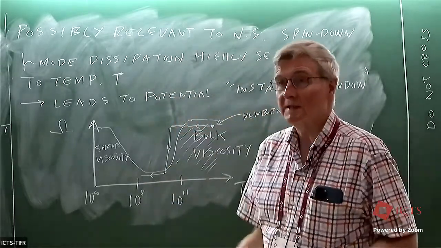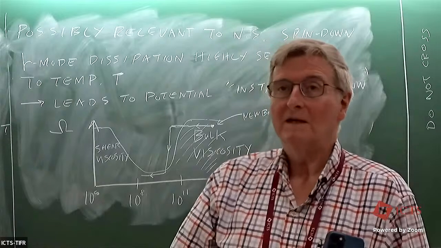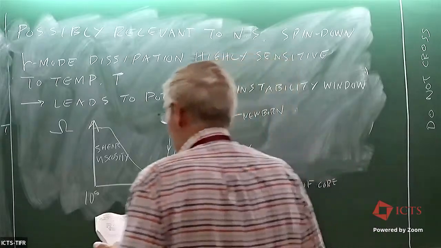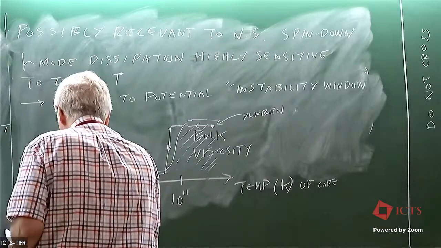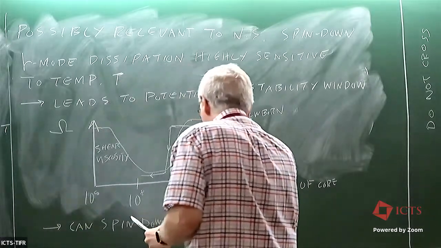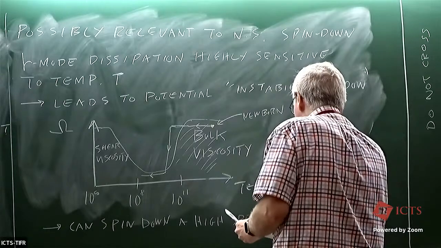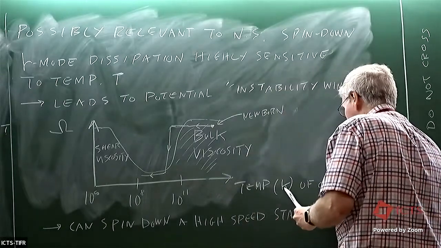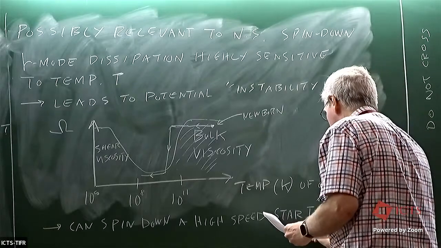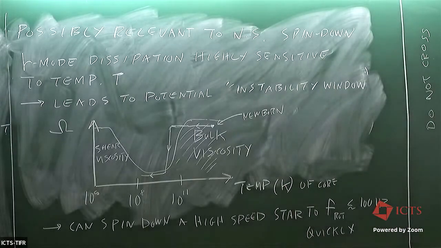So that is an interesting possibility for newborn neutron stars: as they cool down, they go through an r mode amplification and a very rapid spin down. And so something that might well start at 1,000 hertz or so rotation might end up at a much lower frequency. So this process can spin down a high-speed star to a final rotational frequency in the ballpark of 100 hertz. And it can do so very quickly once that instability sets in. So let me show you a more precise diagram.